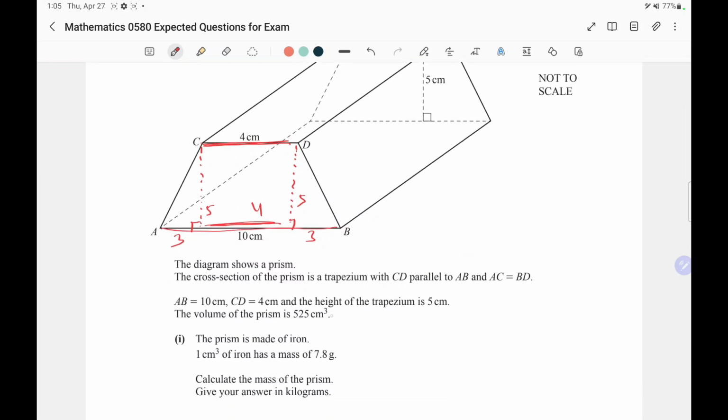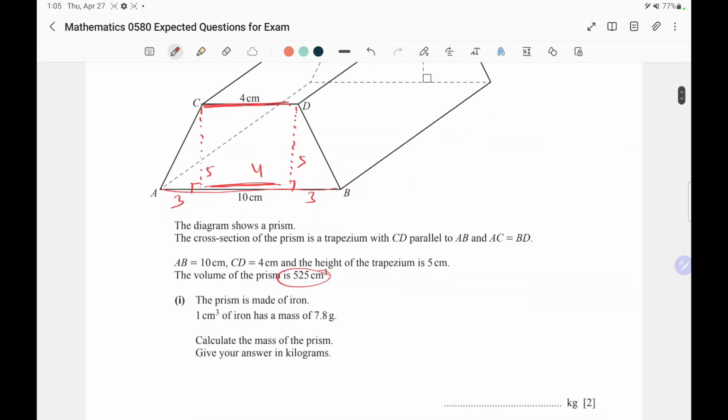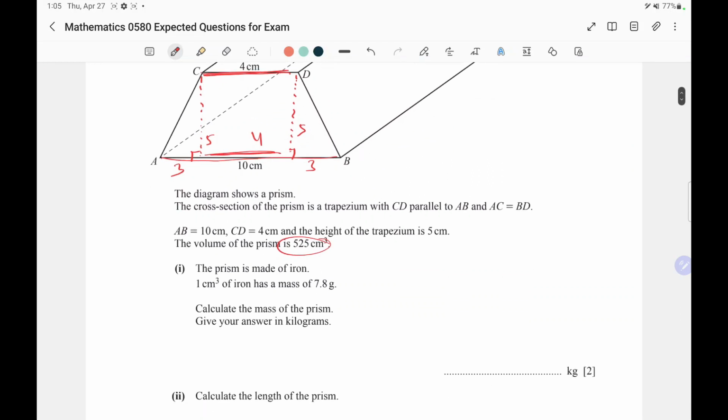Now the volume of the prism is already given to us. The prism is made of iron. 1 centimeter cube of iron has a mass of 7.8 gram. Calculate the mass of the prism. Give your answer in kilograms, and it is 7.8 gram that's given. So 1 centimeter cube is 7.8 gram.